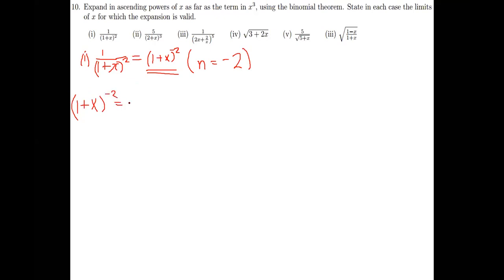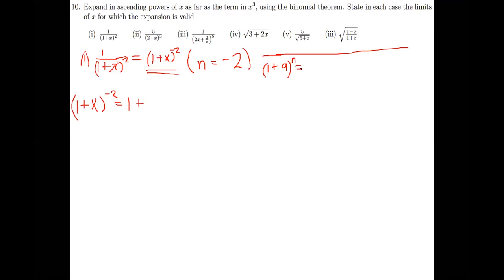So in this extension, always the first number is 1. This is the first term. And then the second term is always nx. Let me just write it here for the sake of revision. So when you have 1 plus a, and then to the power n.